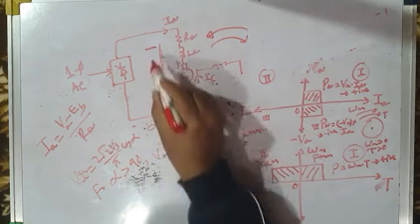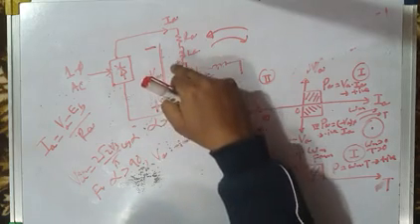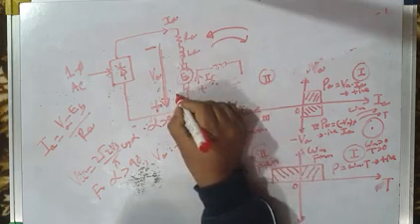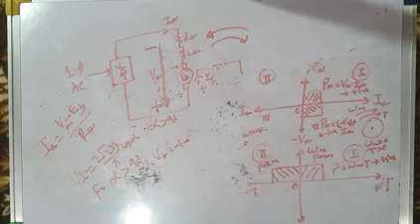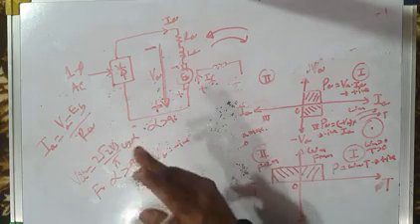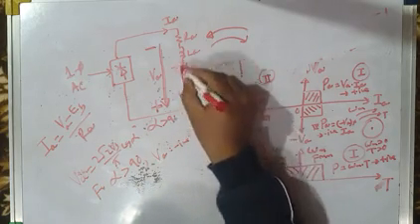So when this is plus and this is minus, what we will do to back EMF? We will try to reverse the back EMF polarity also. Plus, minus. Now the question is, how can we reverse the back EMF polarity? There are two ways of doing it. Either you reverse the armature terminals.